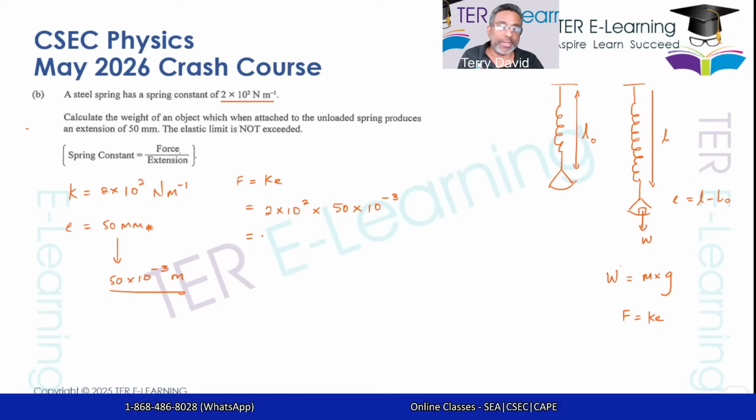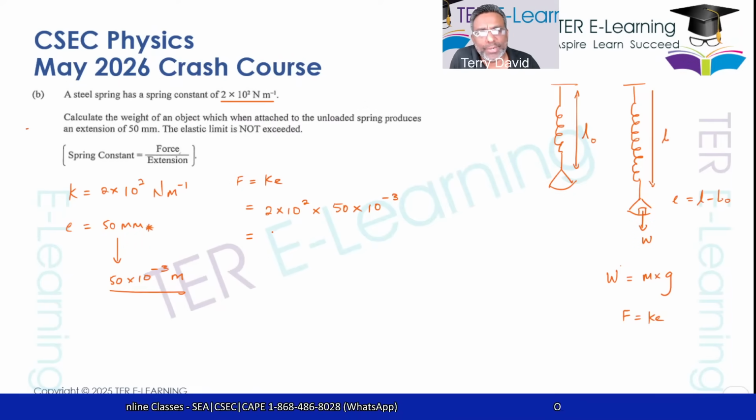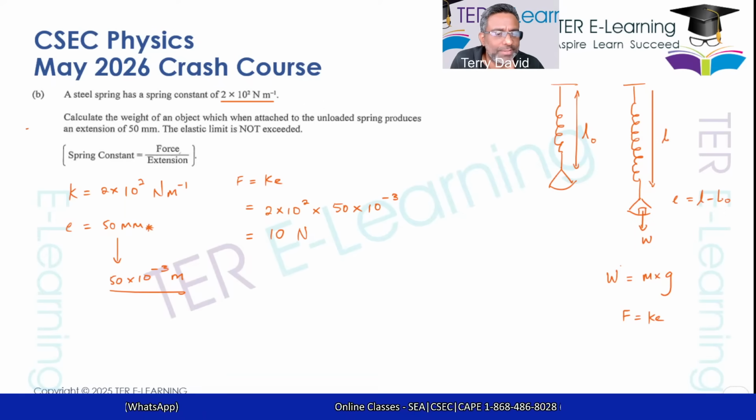And in this case, it'll be 2 by 10 squared by 50 by 10 to the minus 3. And we're going to get 10, right? Could you all double check that for me? Right? Anybody else getting 10? I'm just making sure.